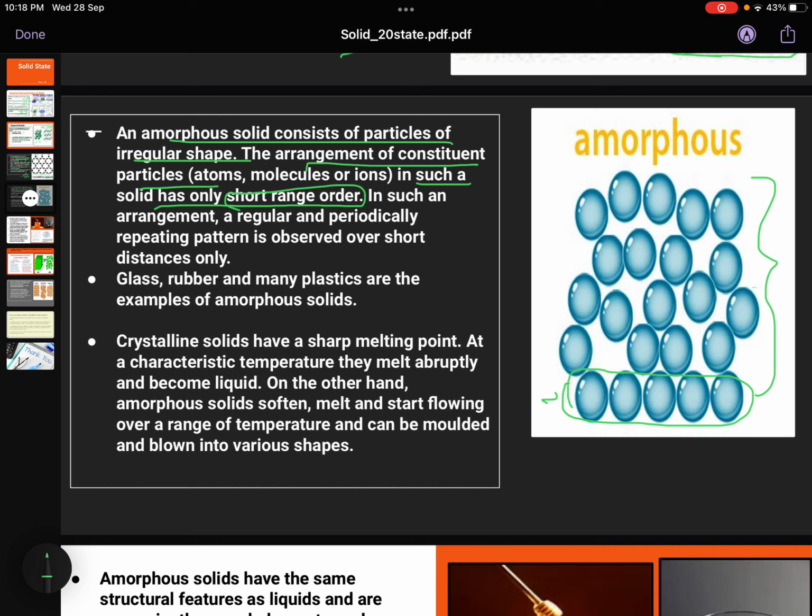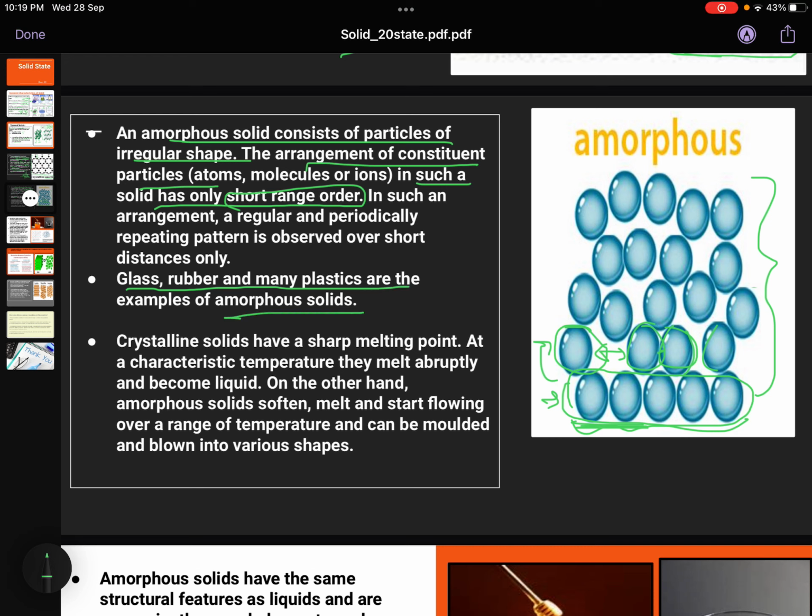Look at this arrangement. It is repeating over this much distance only. After this, a different arrangement is there. These two have some small space, then these two have larger space between them. So a particular arrangement is repeating over a very short distance. That's why they are short range ordered. Examples are glass, rubber and many plastics.